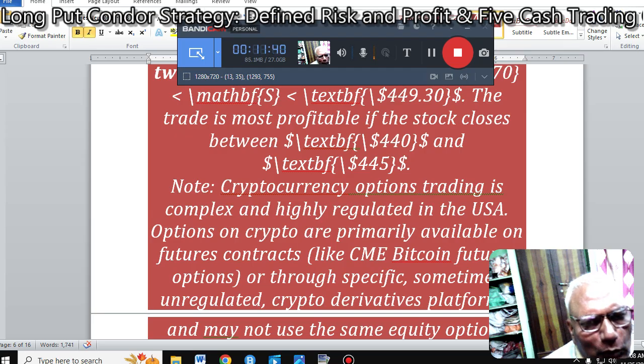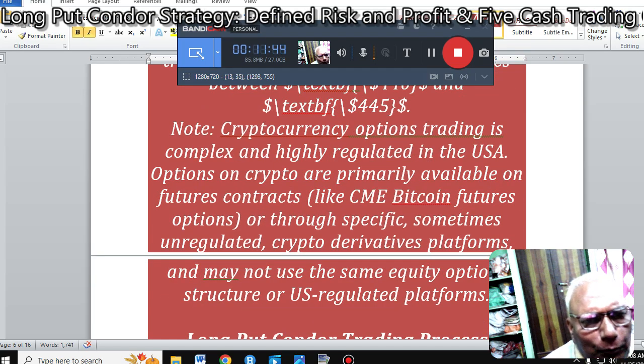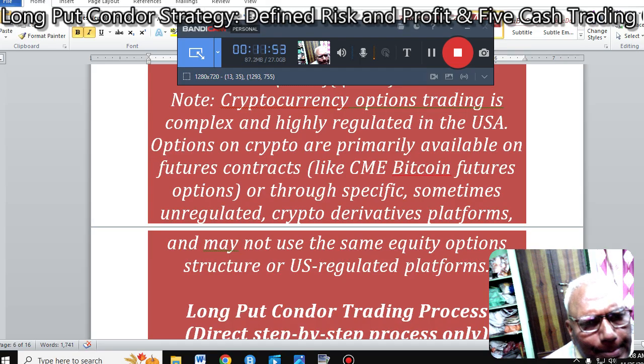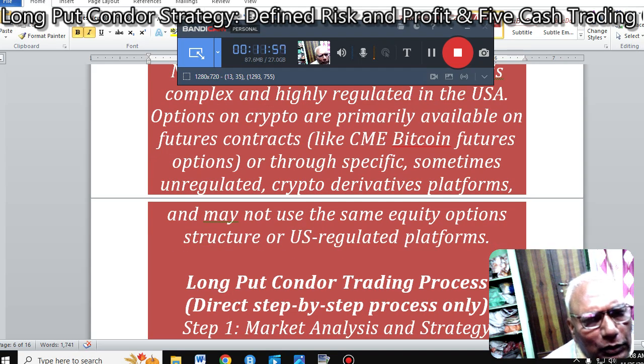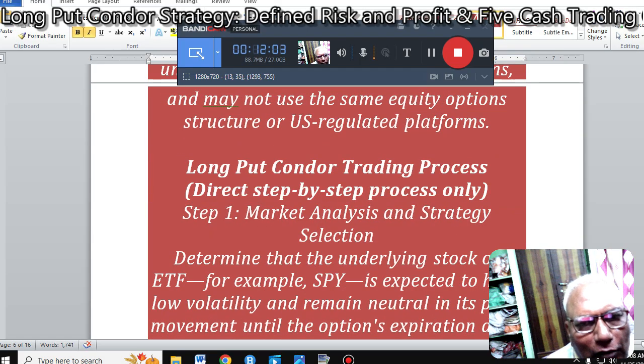Options on crypto are primarily available on futures contracts like CME Bitcoin futures options, or through specific, sometimes unregulated crypto derivatives platforms, and may not use the same equity options structures or US regulated platforms.